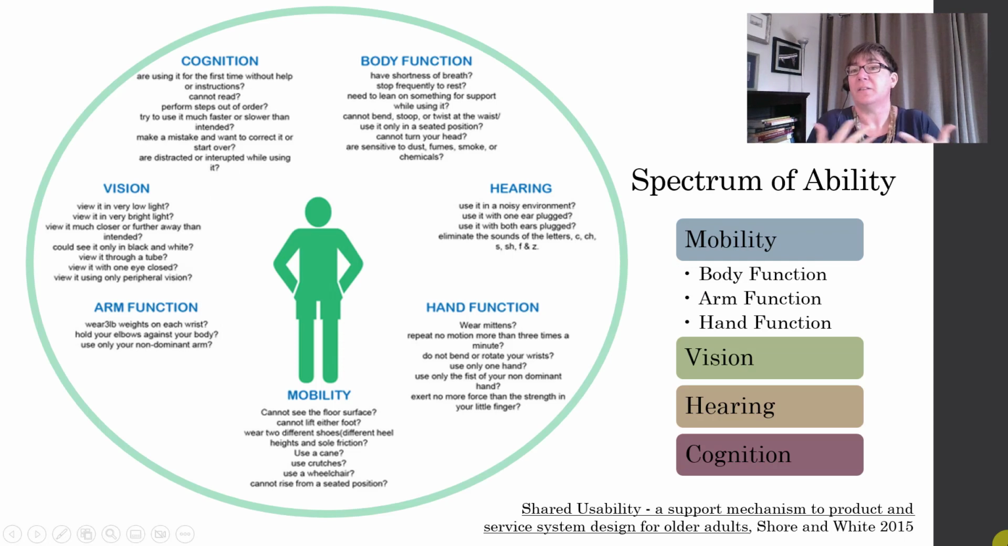There is a wide spectrum of differing abilities in the human experience, right? And we can categorize those abilities that affect our design of the built environment into mobility, vision, hearing, and cognition. And you can further break down the mobility section to body function, arm function, and hand function.